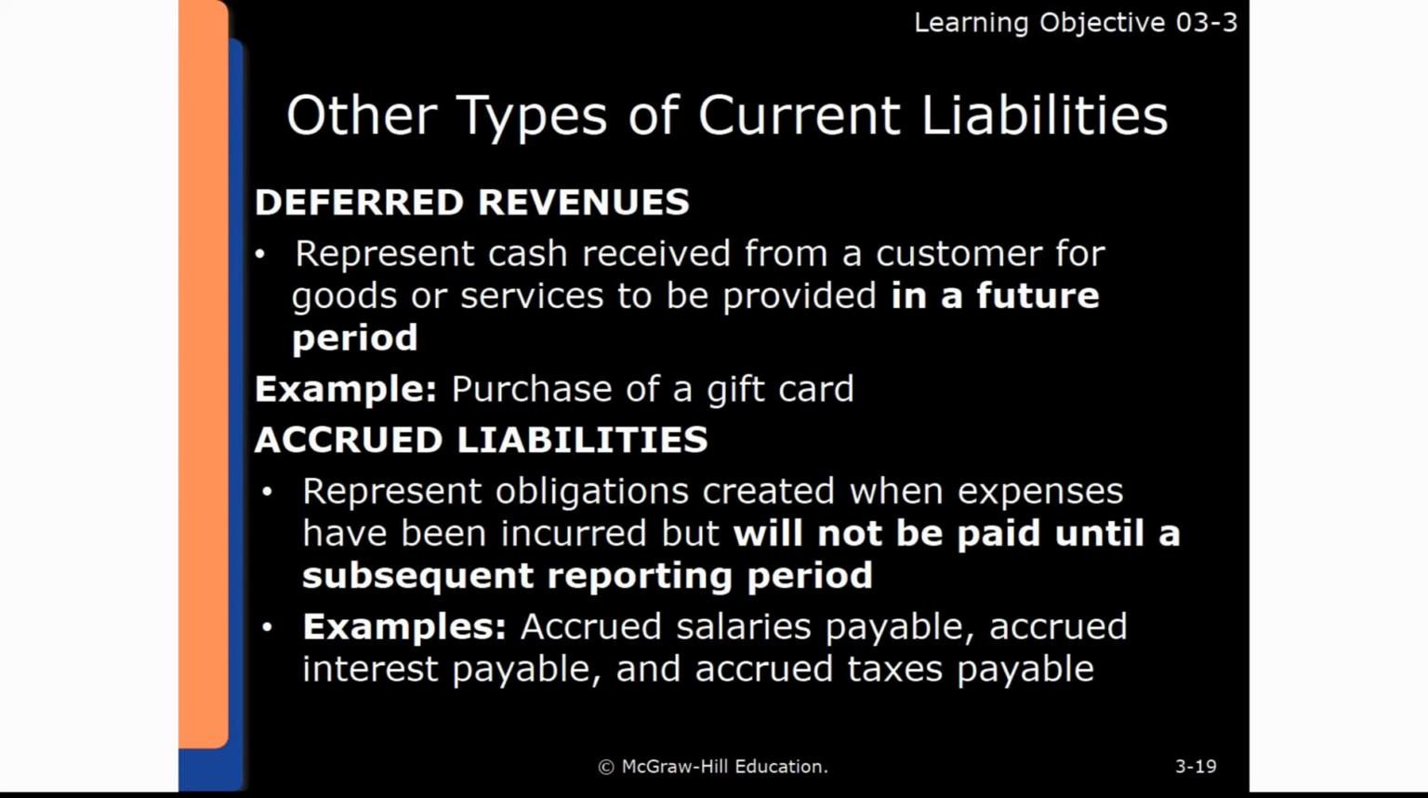Accrued liabilities are those where we have an obligation but haven't paid for it yet by the end of the reporting period, such as salaries, or an electric bill that came in and we'll pay next month. They've been expensed this period, but they won't be paid until next.